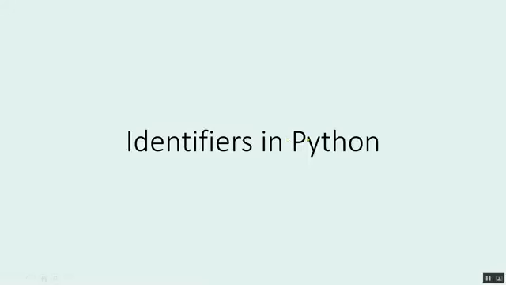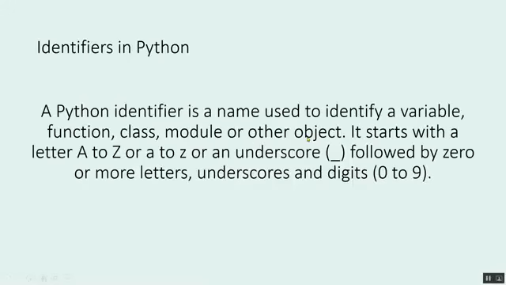So identifiers in Python. A Python identifier is a name used to identify a variable, function, class, module, or other object. It starts with a letter, capital A to Z or lowercase a to z, or an underscore, followed by zero or more letters, underscores, and digits.